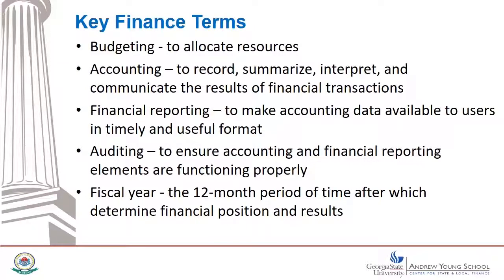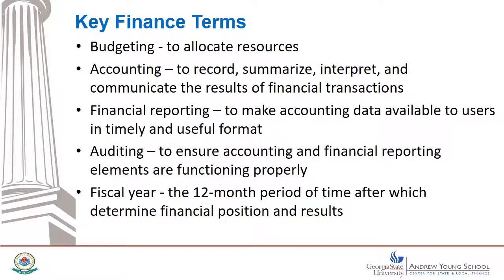We make accounting data available to others in a timely and useful format through financial reports. The budget is just one type of financial report. Another would be the end-of-year financial statement or the audit. There are others, though, such as daily cash flow reports, budget status reports, and other internal or managerial reports. The auditing process is to ensure accounting and financial reporting elements are functioning properly. Normally, there is a financial audit prepared at the end of the year to see if, for the entire 12-month period, the organization properly recorded transactions, covered its expenses with income, and whether the organization is financially healthy.